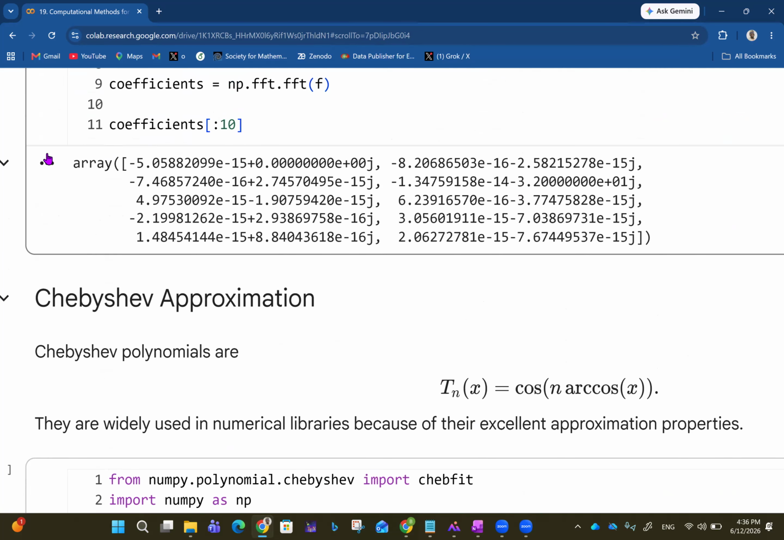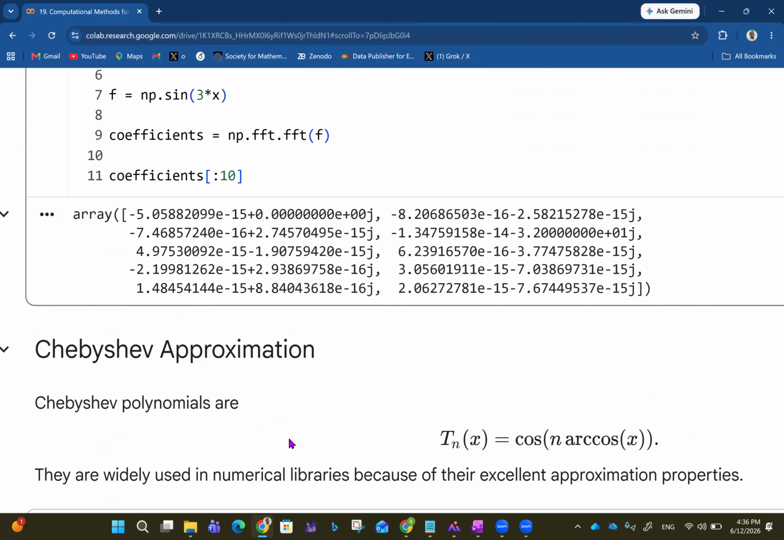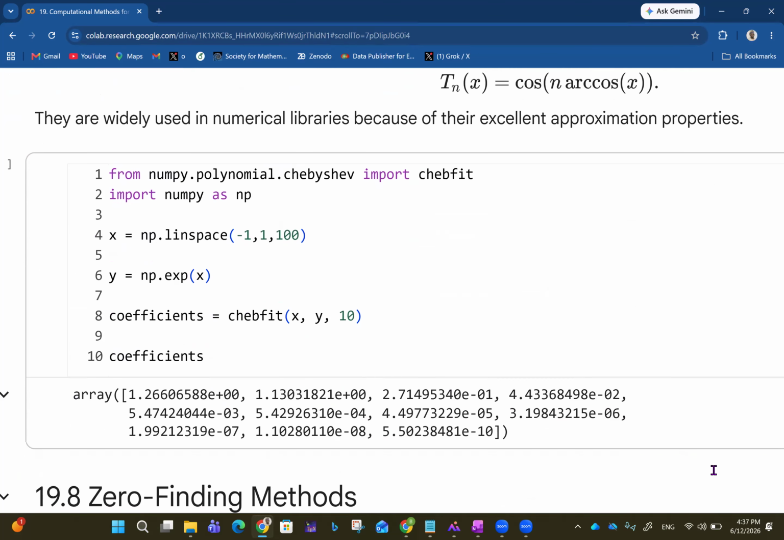So we have Chebyshev approximation. Chebyshev polynomials, I think we did this also in a previous video, are T sub n of x equals cos of n arc cos x. They are widely used in numerical libraries because of their excellent approximation properties. So we have Chebyshev coming in like that.